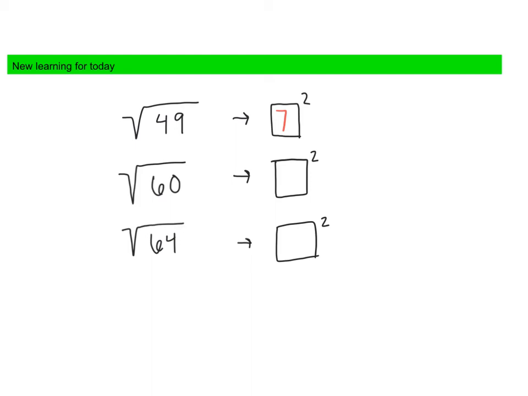The square root of 60, that's one that is not a perfect square, so it's not perfect. So we could estimate what it falls in between, but we would need to figure out what number comes after it. So I have that one below. The square root of 64, what times what equals 64? Well, we know 8 squared equals 64. And this is a perfect square root as well.